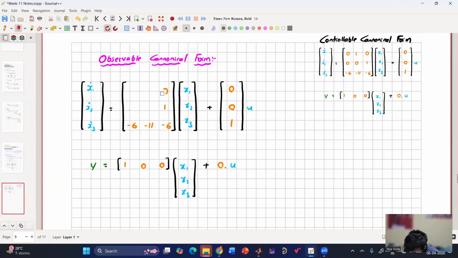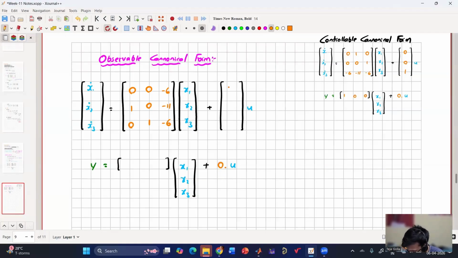So rows become columns, columns become rows. It is simple. Here also this will be interchanged, and D will remain the same. The first row 0, 1, 0 will become the column here 0, 1, 0. The second row 0, 0, 1 will become the second column. And then the third row is minus 6, minus 11, minus 6.